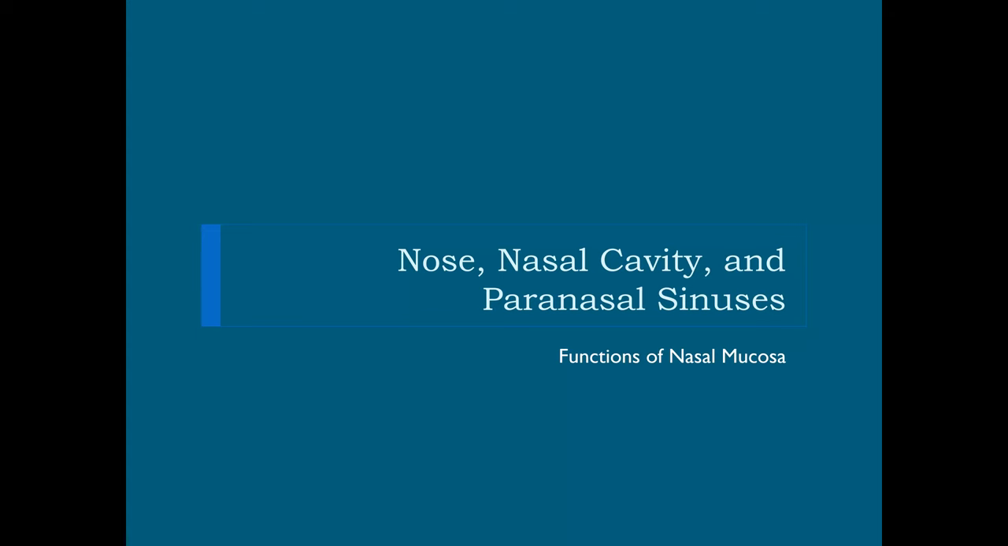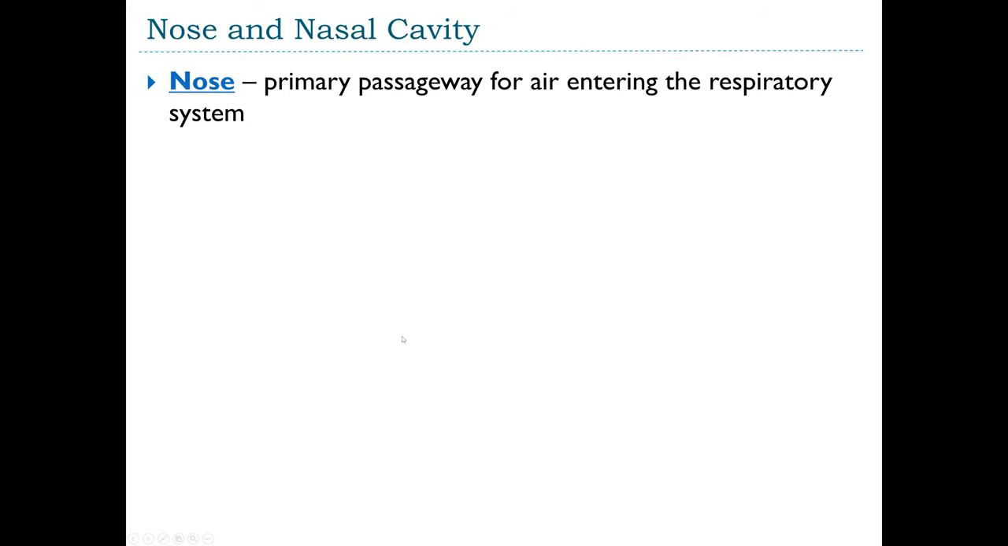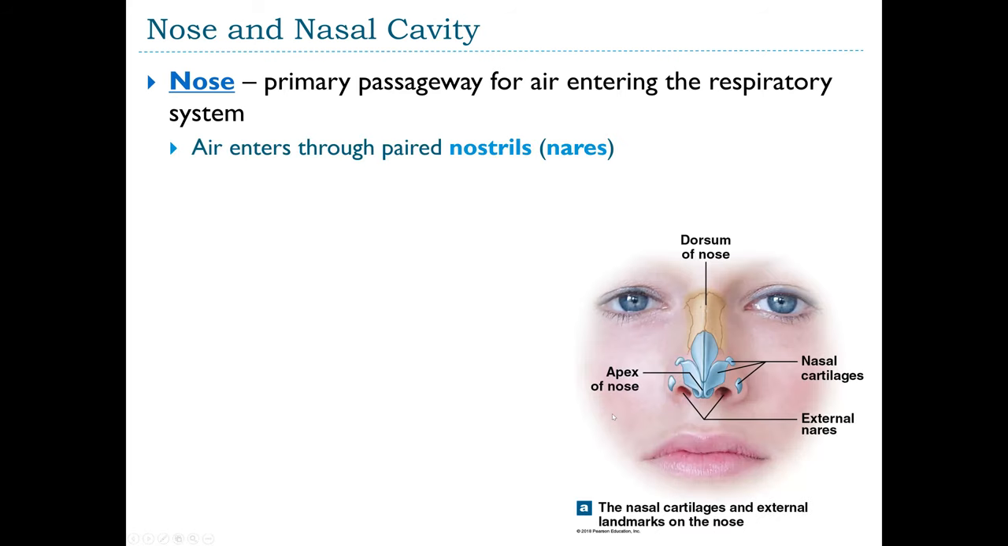In this section, we'll look at the nose, the nasal cavity, and the paranasal sinuses, and also talk about the function of the nasal mucosa. So the nose is the primary passageway for air entering the respiratory system, and air enters through paired nostrils, also called nares, and the ones on the outside are called the external nares.